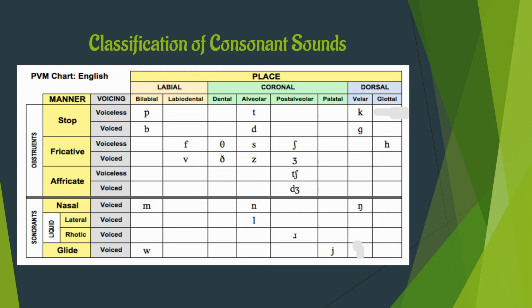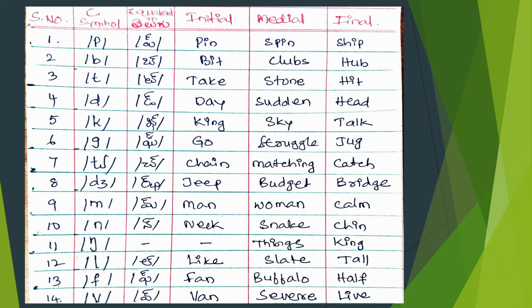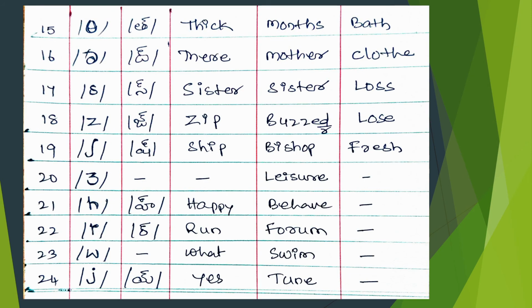Now see its spelling and examples. This is Z. Now this happens initially, medially, and finally. It happens initially in words such as zip, medially in buzzed or buzzer, and lose.